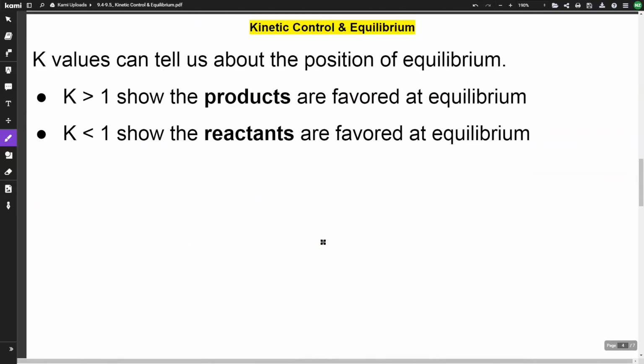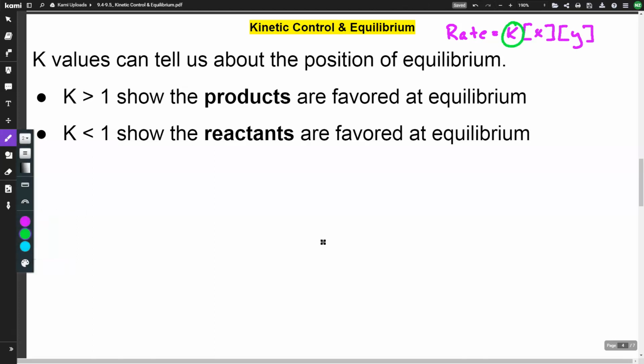Okay, so K values. K values we've looked at before. If you remember, K values are our equilibrium constant. We use those when we're doing our rate equations. So you have rate equals K, and then you had some concentration X, some concentration Y. So we're talking about this K value right here.